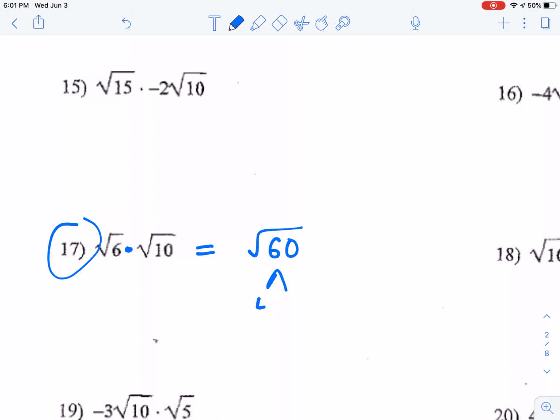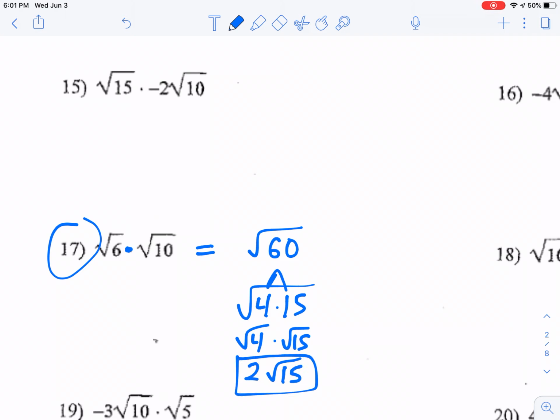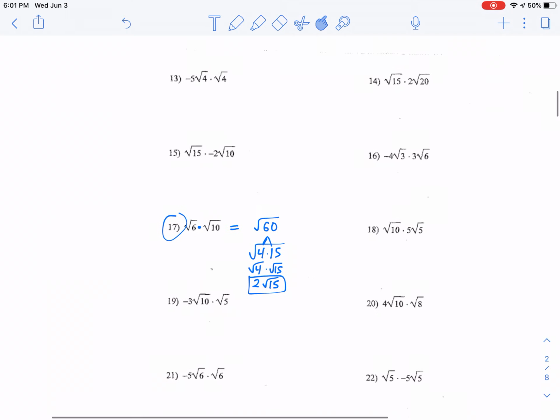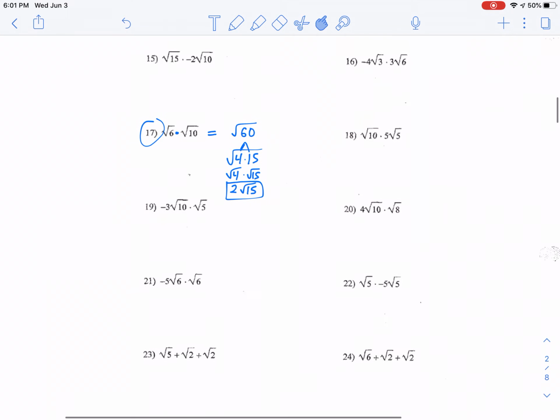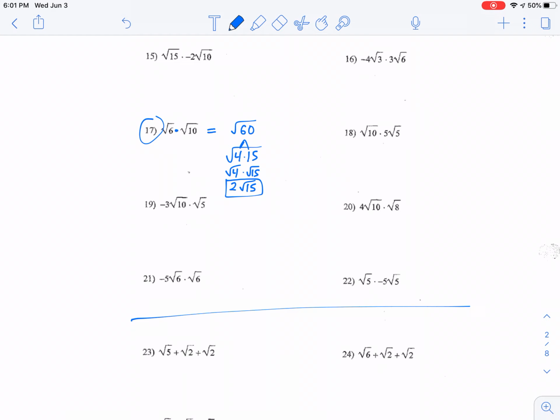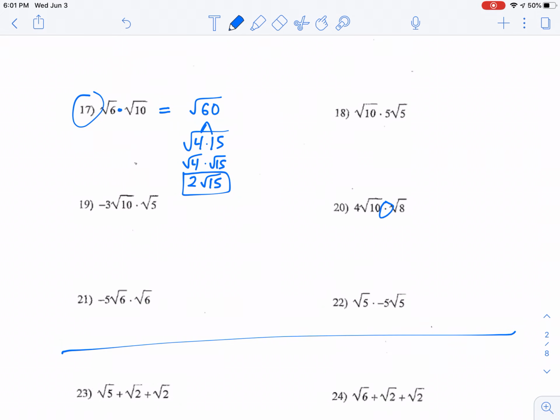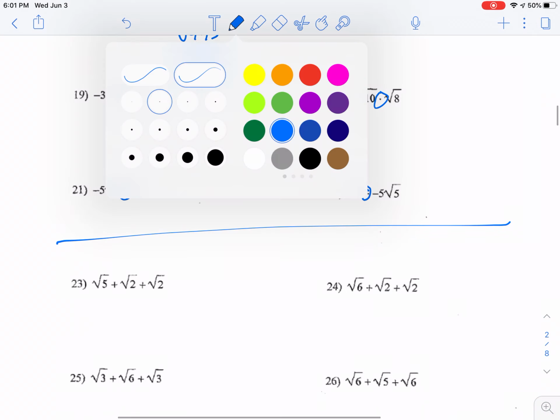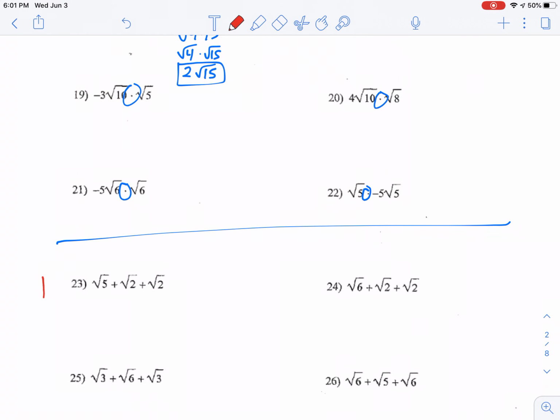And then you could simplify that. Square root of 60 is square root of 4 times 15. Square root of 4 times square root of 15 becomes 2 root 15. All right, now keep in mind there's different rules for multiplication. Multiplication ends at number 22. See the signs in the middle? Multiplication, multiplication, multiplication. This is another multiplication. Then it starts being addition and subtraction problems in number 23. These are addition. Different rules.